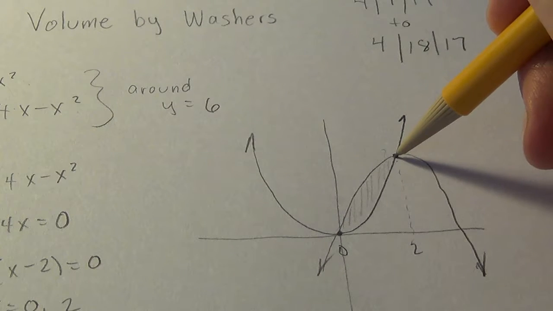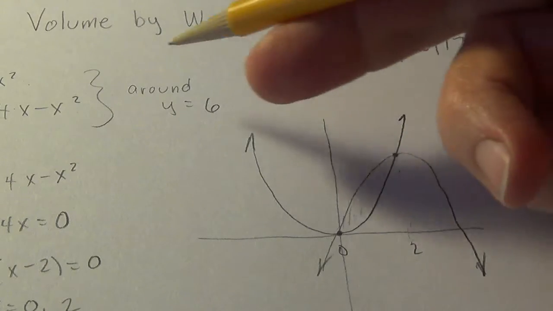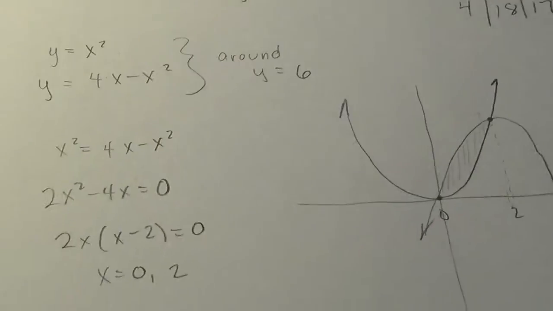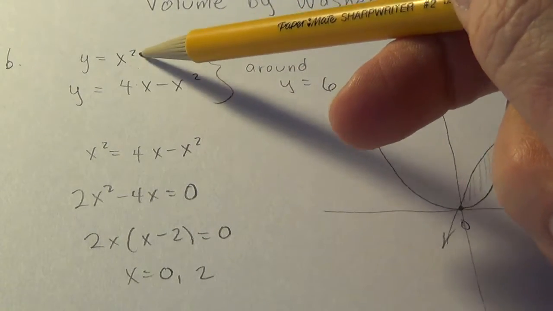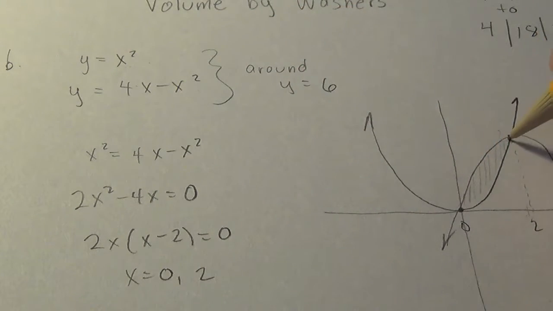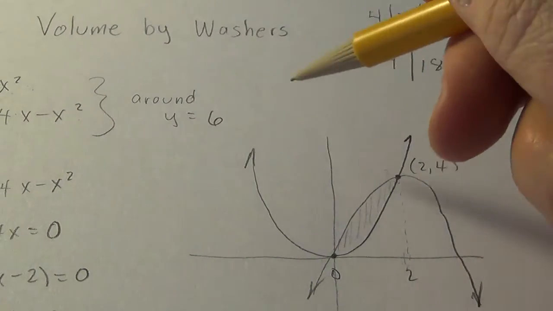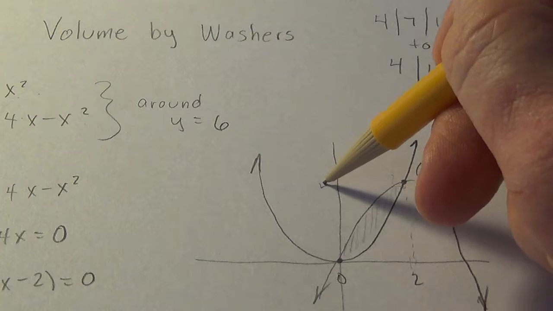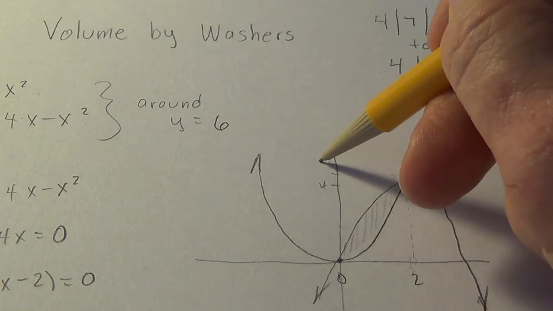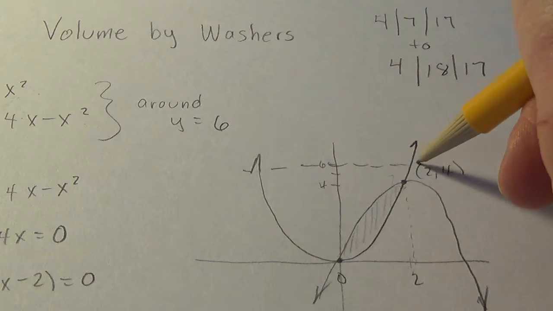Now I am going to revolve. It'd be helpful to know how high this is. If I put 2 into either of these equations, the simpler being y equals x squared, I get y equals 2 squared, or 4. So I know the name of this point is (2, 4). Now it helps me get a good picture of revolving this around y equals 6. Here's y equals 4, so 5, 6 right there. So here's the graph of y equals 6.